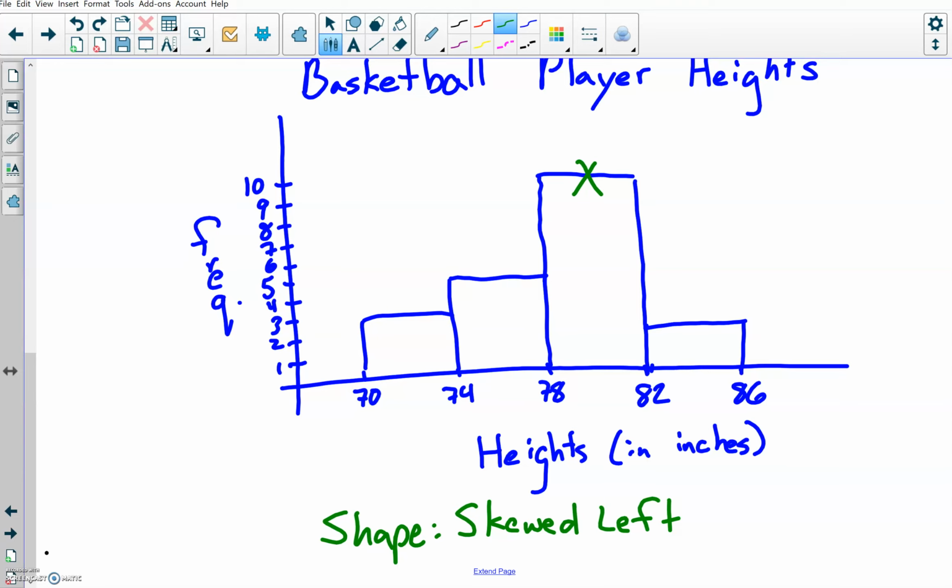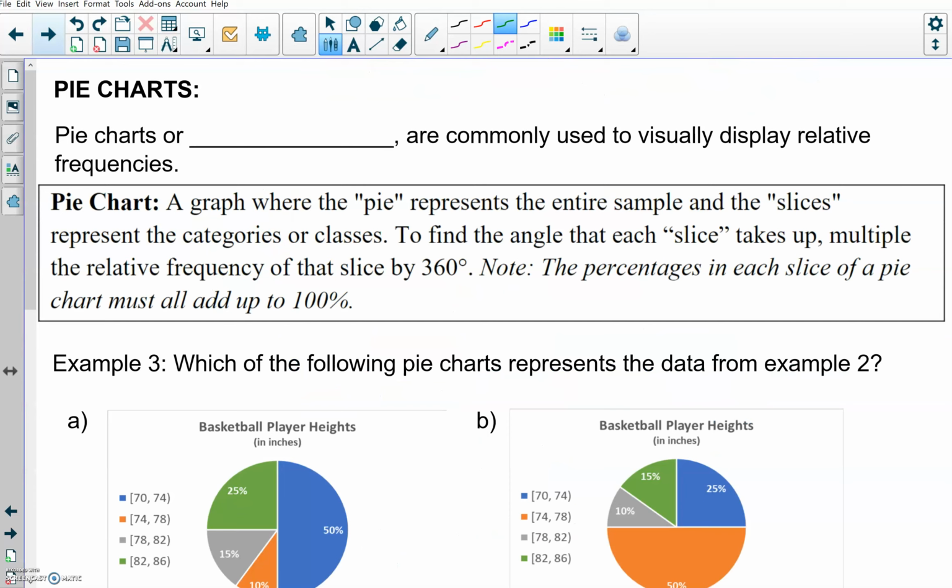All right, so let's go ahead and take a look at pie charts. So pie charts, or circle graphs, are commonly used to visually display relative frequencies.